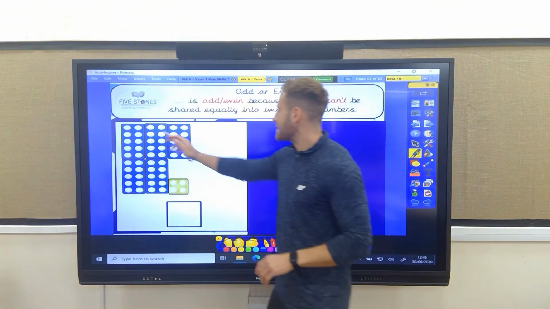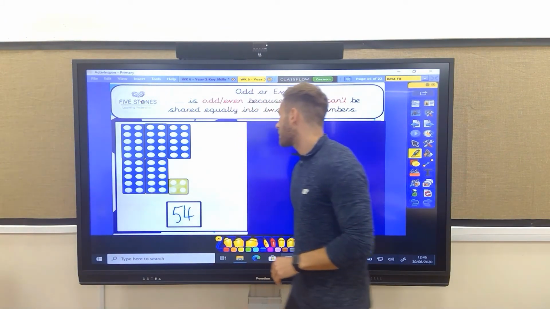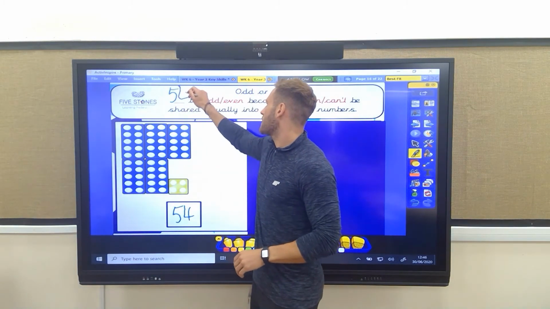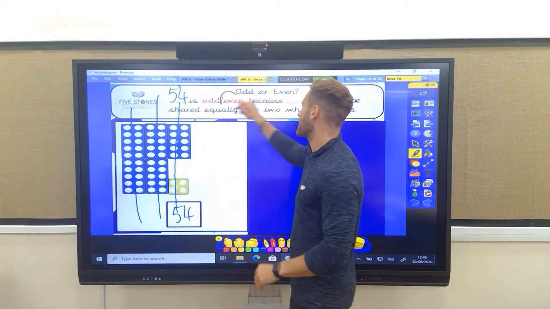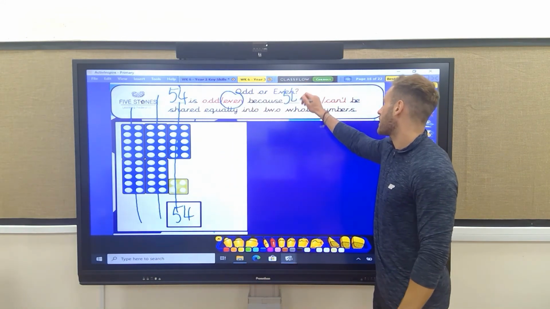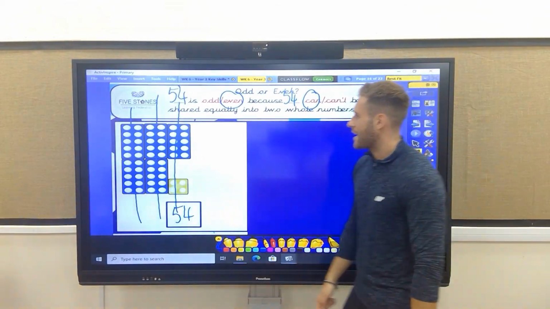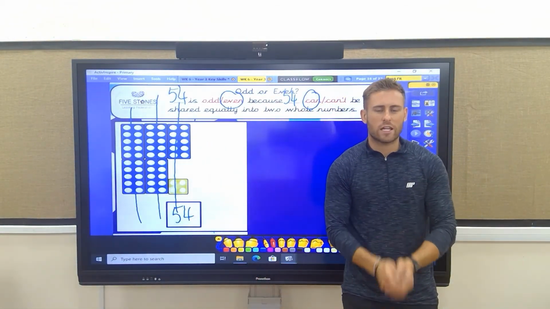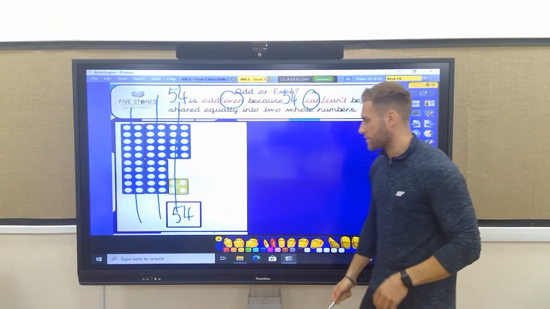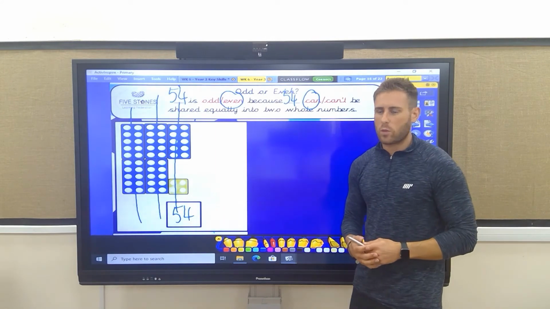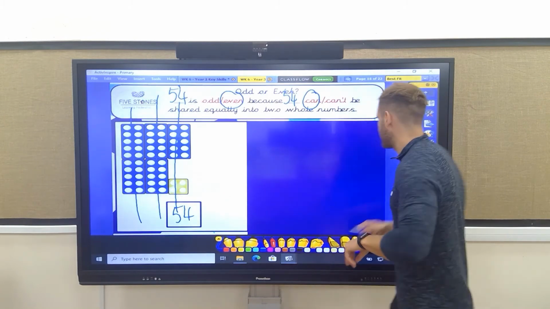Right, 10, 10, 10, 10. We've got 5 10s and 4 1s, which means we've got 54. 54 is even, isn't it? It's even because 54 can be shared equally into two whole numbers. Again, no matter the 10s, they share equally. No matter the 100s, they share equally. But the 1s, that's what tells us whether we can share equally or not. And 4 can be shared equally into 2 and 2.